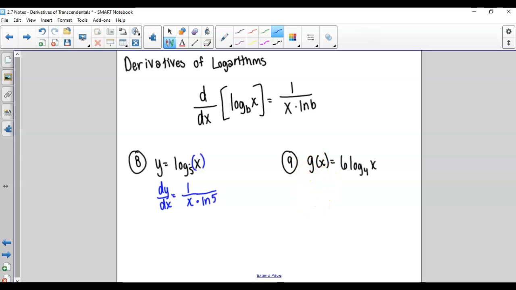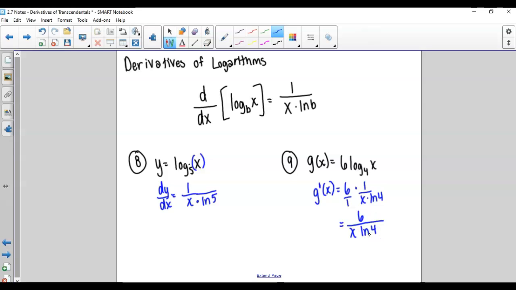For number 9, I'm taking the derivative, g prime of x. This 6 can sort of hang out front. It's just a coefficient. And then I'm going to have 1 over x times the natural log of 4. And if I want to, I could put this back together. That's like 6 over 1. And so I could write it as 6 over x times the natural log of 4.